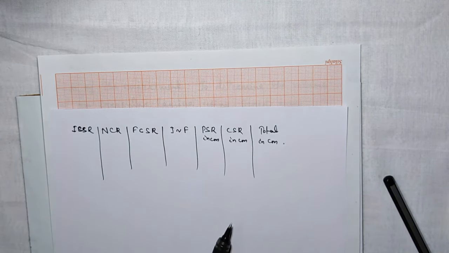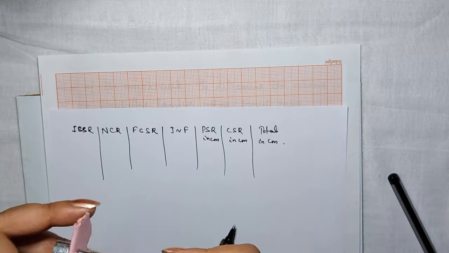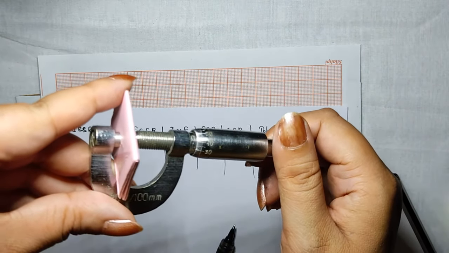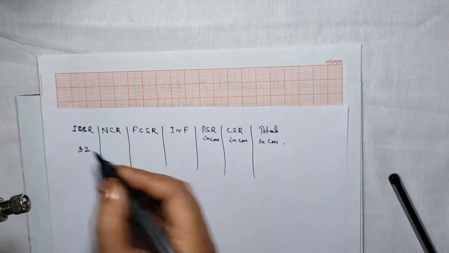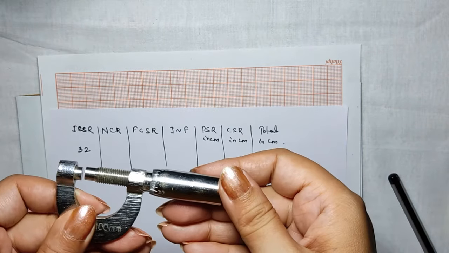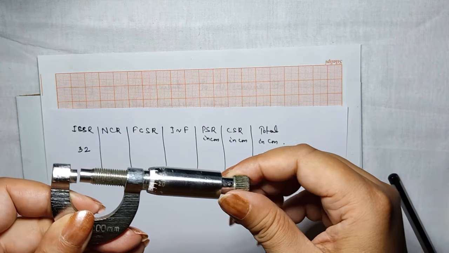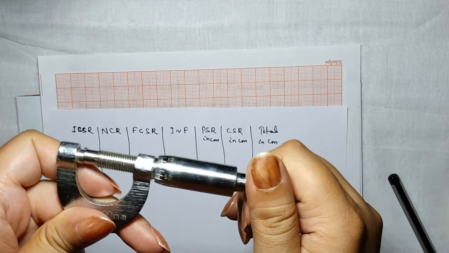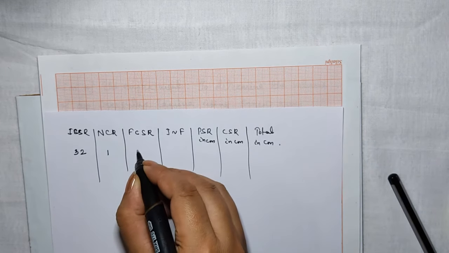So let's continue. Let us first take this irregular lamina and place it in between the jaws of this screw gauge. Let me note it down. Okay, I'm getting 32, so the initial circular scale reading is 32. Take it out. Place it again at 32 and give complete rotation. I'm getting one complete rotation. Now the final circular scale reading is coming out as 89.